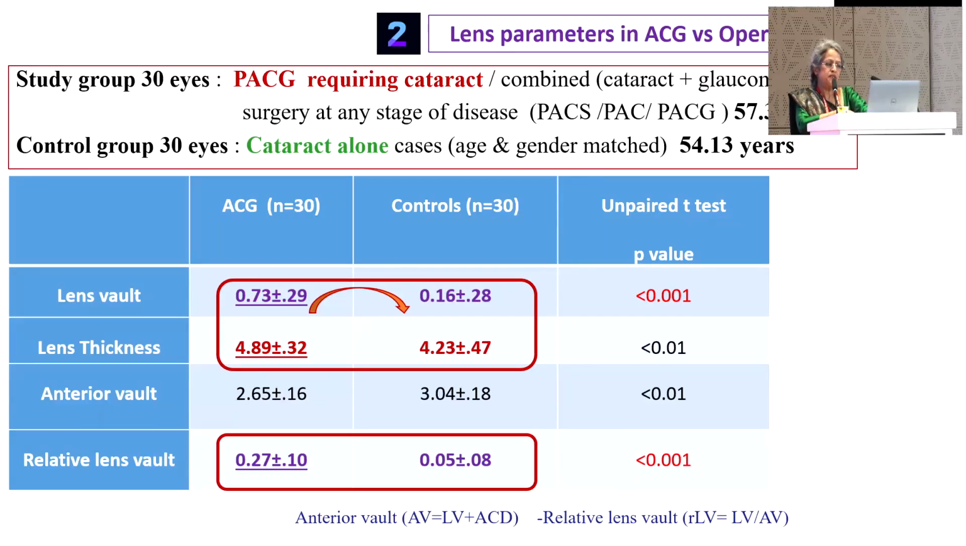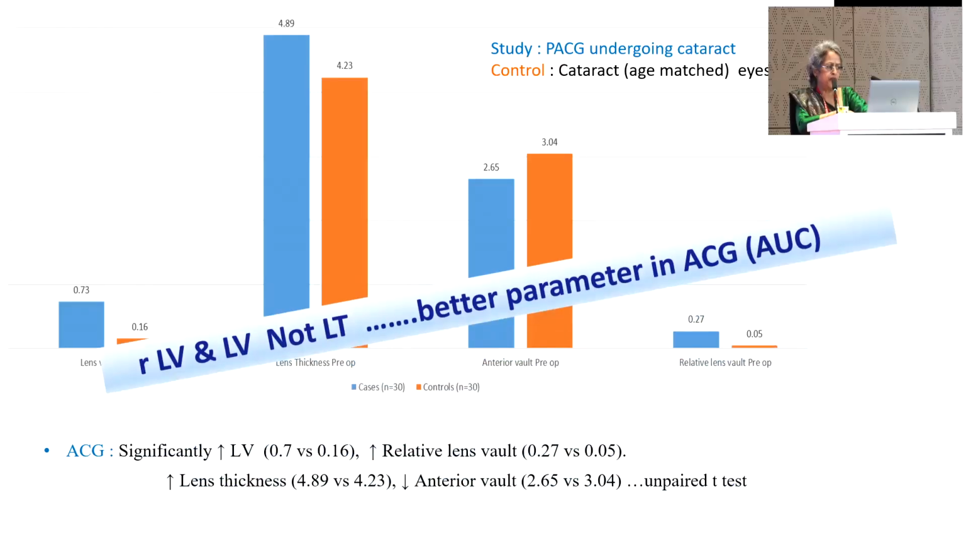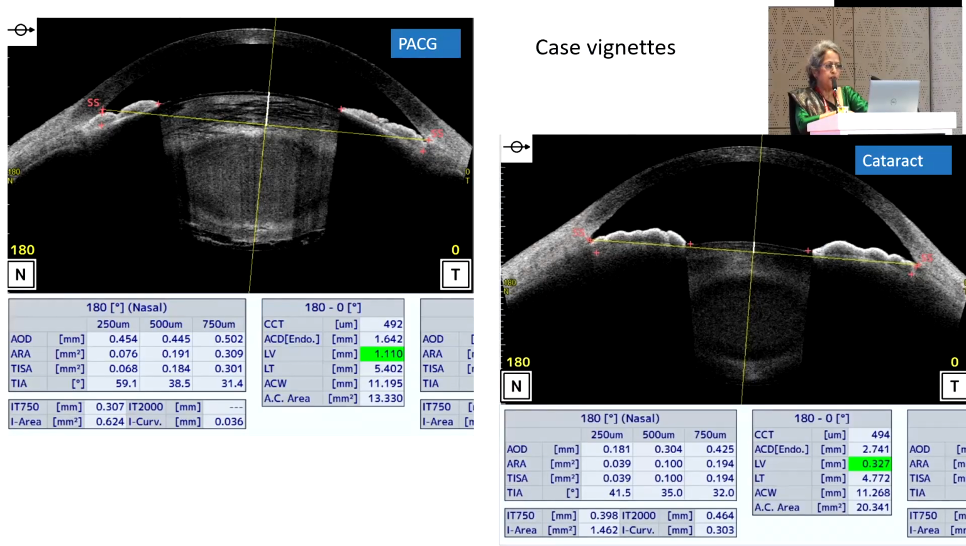So lens parameters we also studied in angle closure vis-a-vis just plain operable age-matched cataract patients. And no surprise here, we did find that the lens thickness was more and the lens vault was significantly more, and the relative lens vault. So similar findings compared to cataract alone, compared to the age-matched cataract. These are a few of the case vignettes of the PACG eye and the age-matched plain cataract eyes.